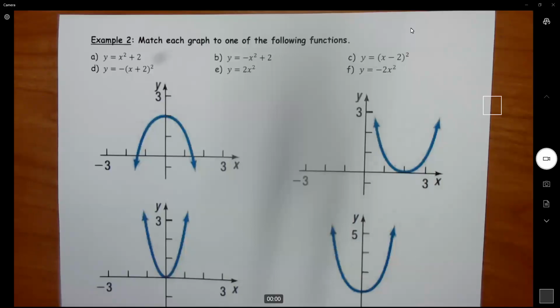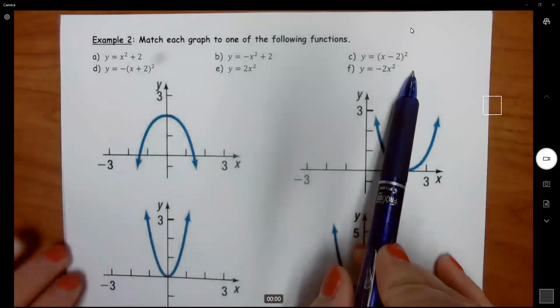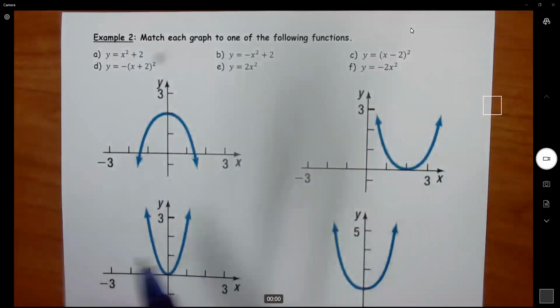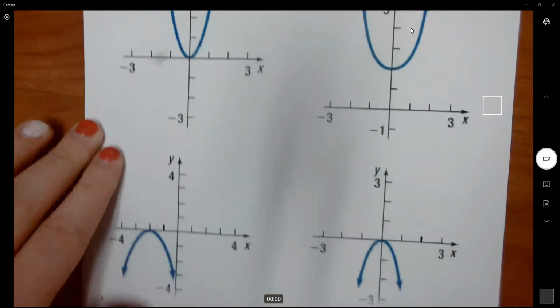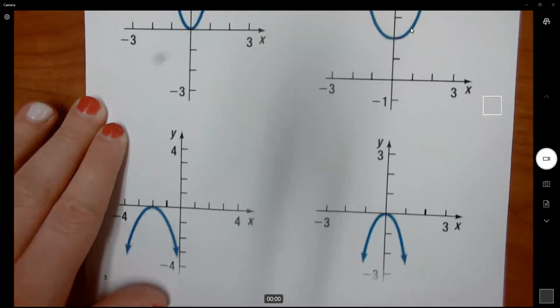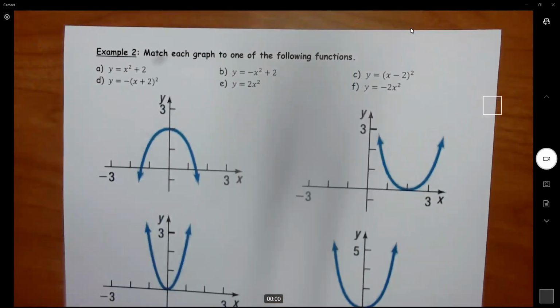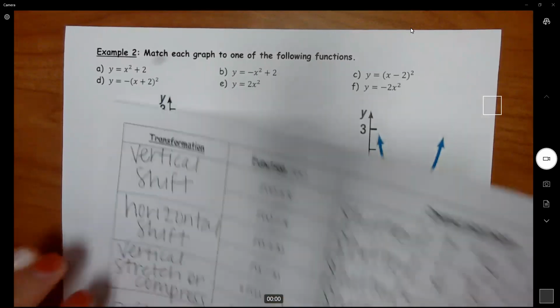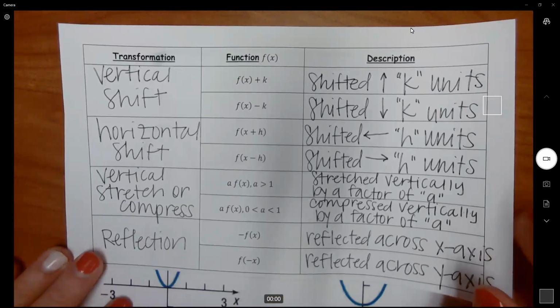All right, this time we're going to work backwards. And now we have already transformed the graph. So now I need to essentially say what is happening after we transform these so I can match it to one of these 6 graphs. So we are still using this table that we filled out last video.